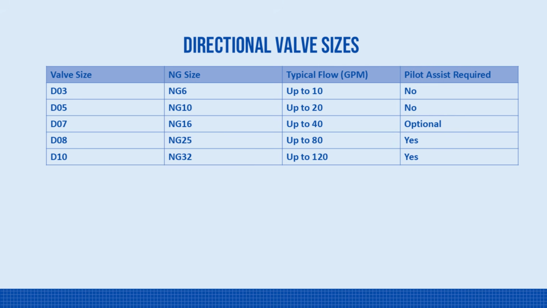As hydraulic directional valves get larger, the force required to shift the spool increases dramatically. D03 and D05 valves are typically direct operated because the solenoid can generate enough force to move the spool directly. D07 valves fall into a transition range and may be either direct operated or pilot operated depending on the flow and pressure requirements. Once we reach larger valves such as D08 and D10, pilot operated designs become the norm. In these valves, the solenoid controls a small pilot stage, which uses hydraulic pressure to shift the main spool. This allows the valve to handle much higher flow rates and pressures.